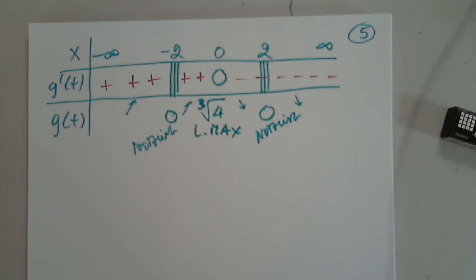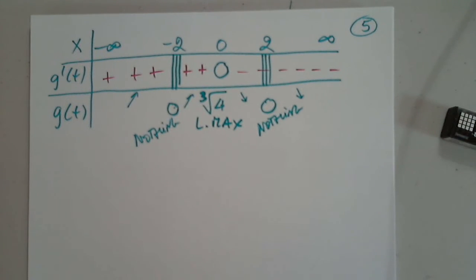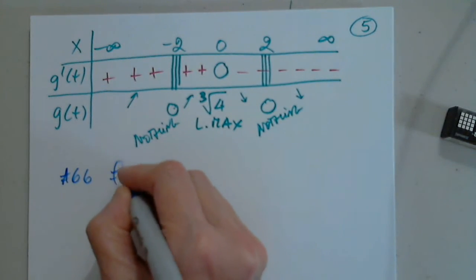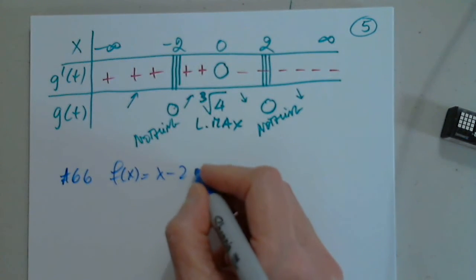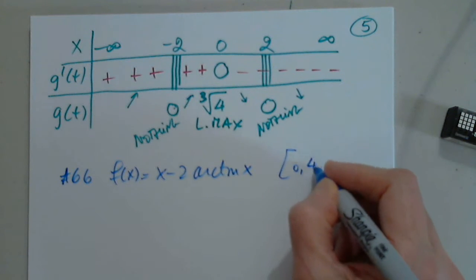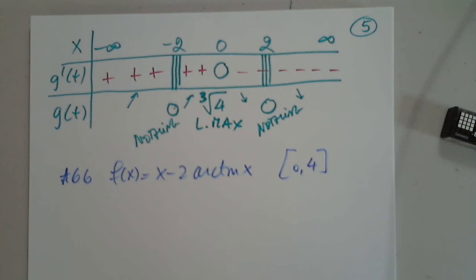This is just the same thing. We have to set it equal to 0. Okay, so we can continue. So let's choose. Number 66. Very good. So we have f of x equals x minus 2 arctangent x on the interval 0, 4. Excellent. Well done. Good pick.